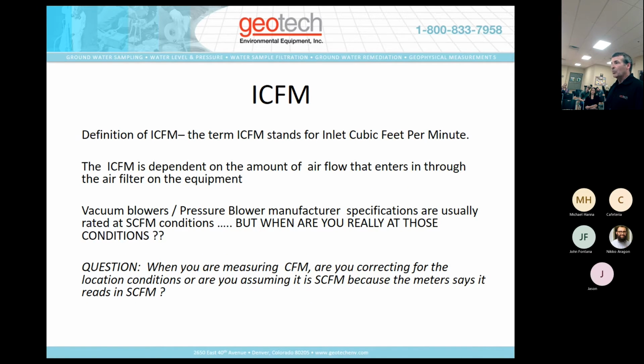ICFM is inlet cubic feet per minute. That's what you need at the inlet of the blower, or inlet of the skid, I should say.